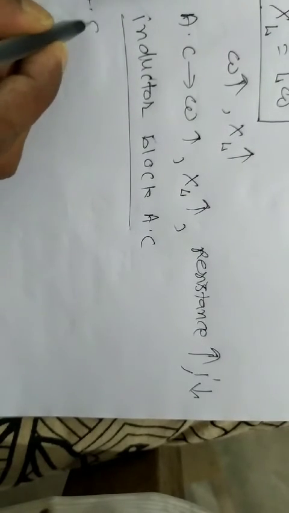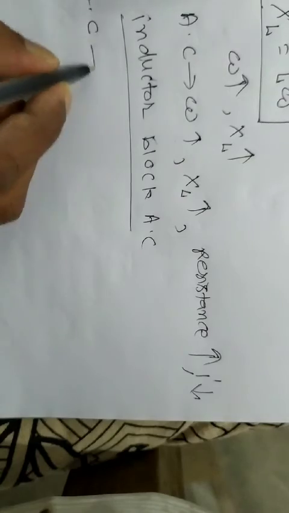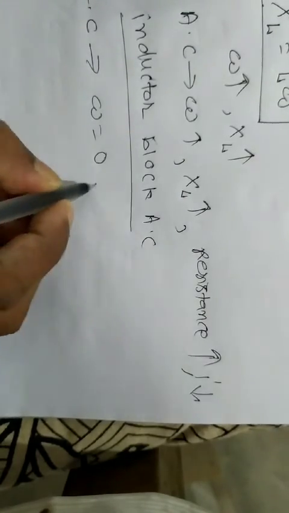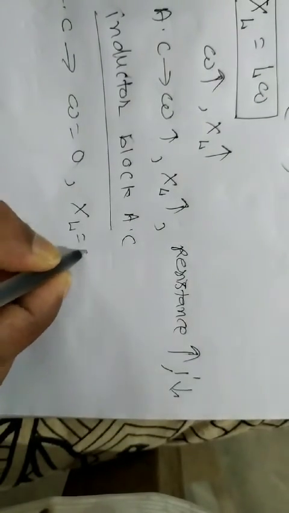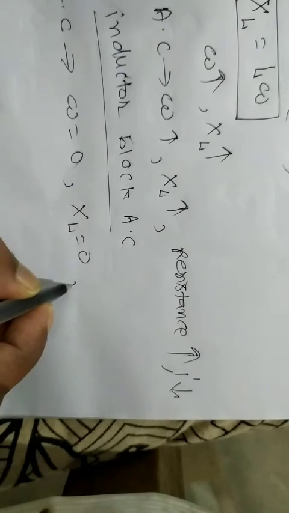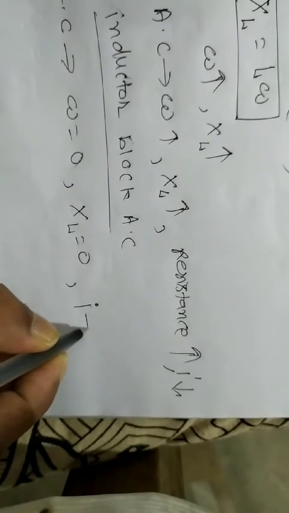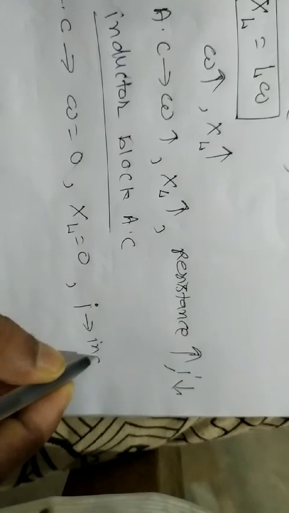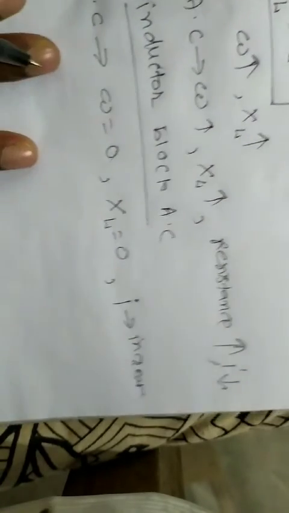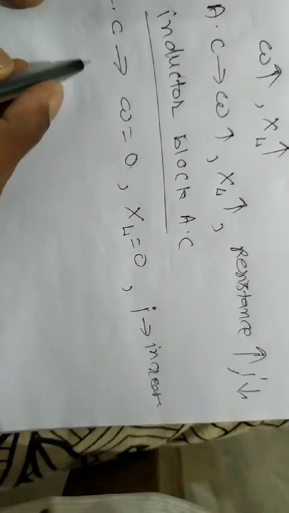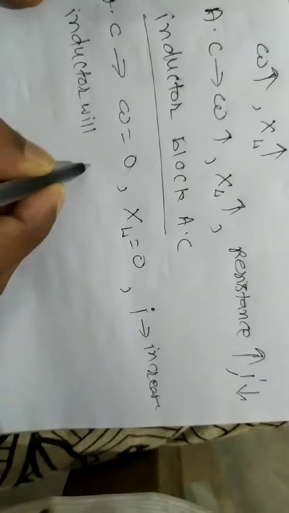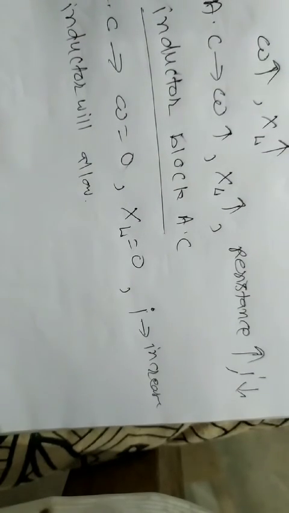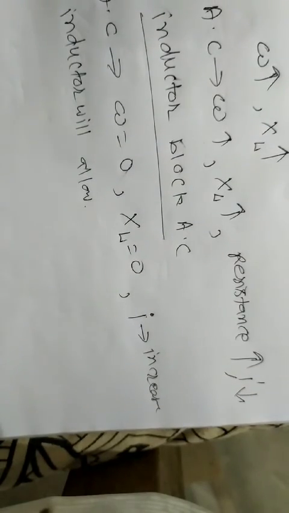But if I talk about DC, what will happen? Omega will be 0. If omega is 0, then 0 multiplied by something is 0. That means XL will be equal to 0. XL 0 means resistance is 0, which means current will increase. That means the inductor will allow DC, but it will block AC.